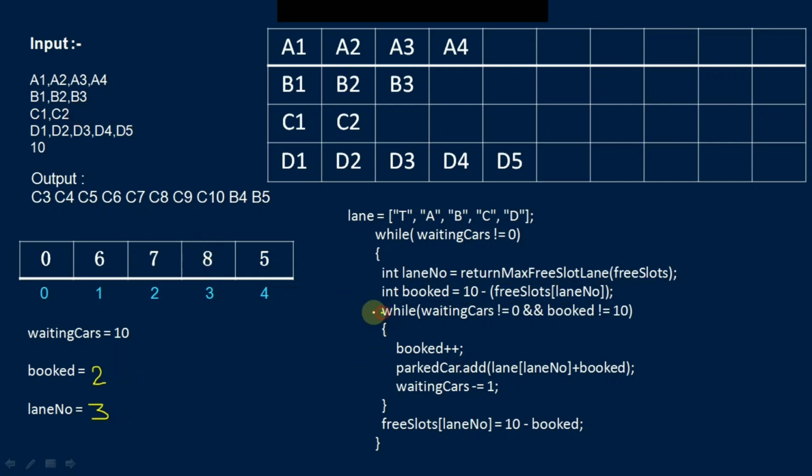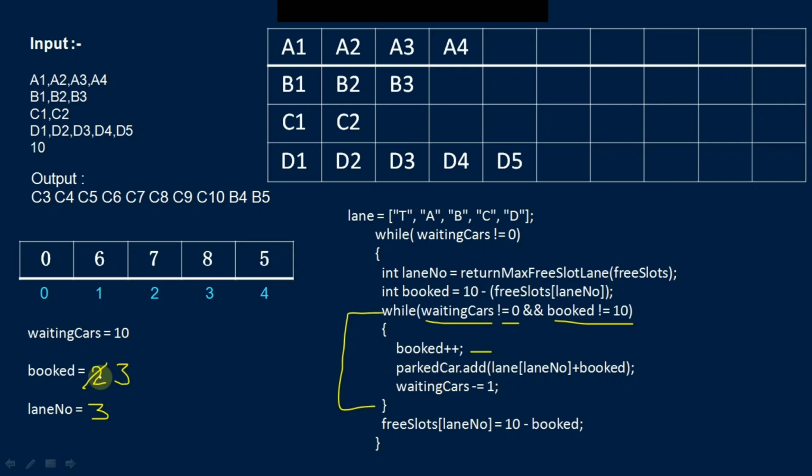So we will iterate another while loop and we will park cars in that particular lane. We are saying while waiting cars not equal to 0 and booked not equal to 10, because we know that in every lane there are only 10 slots. Inside this while loop we will first increment the value of booked by 1, because 2 slots are already booked in lane 3, so we will now book slot number 3 in lane 3.